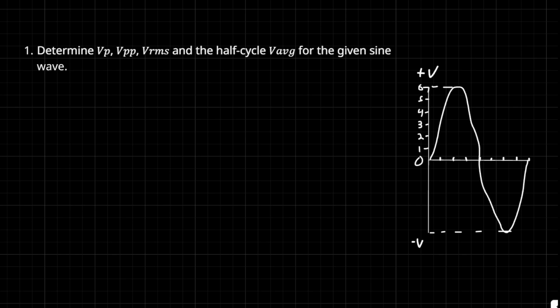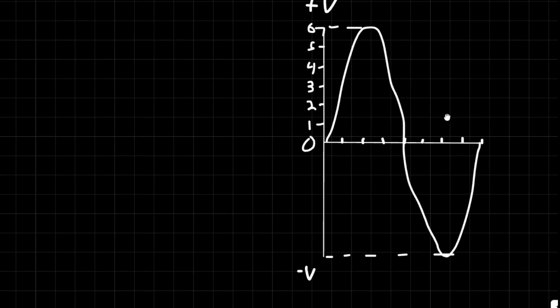All right, so determine the peak voltage, the peak-to-peak voltage, the RMS voltage, and the half-cycle average voltage for the given sine wave. So this is the sine wave. It's not fully on grid, my apologies, but it is labeled to 6, okay?